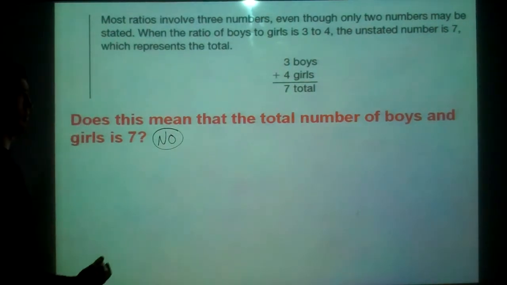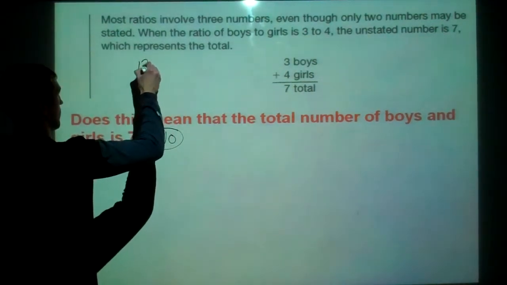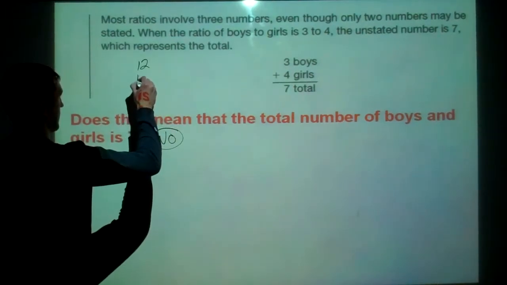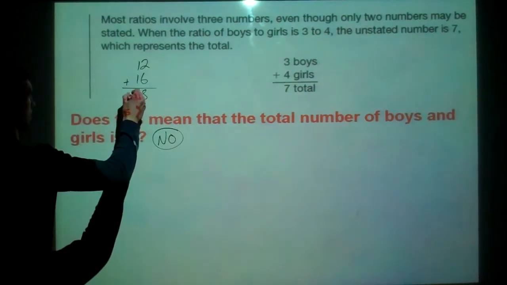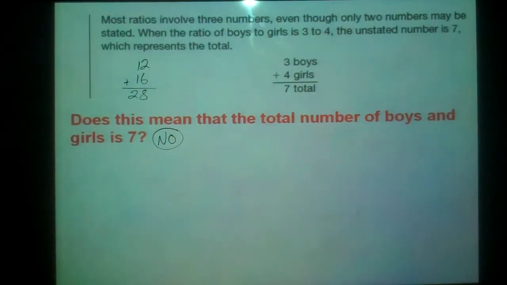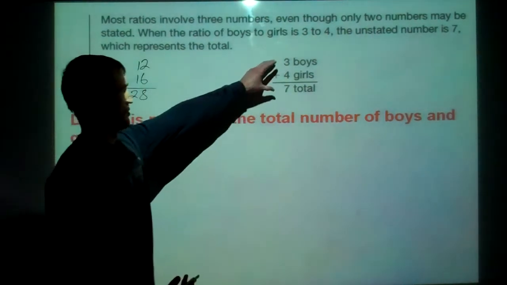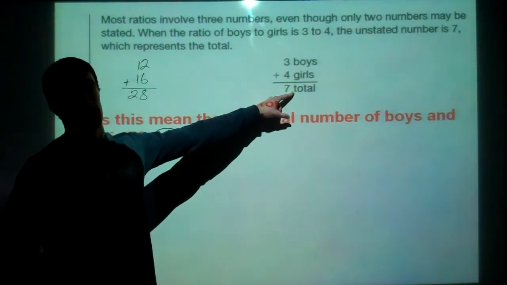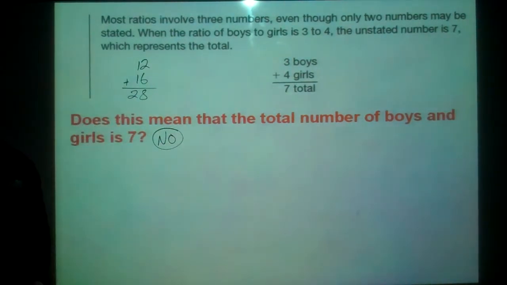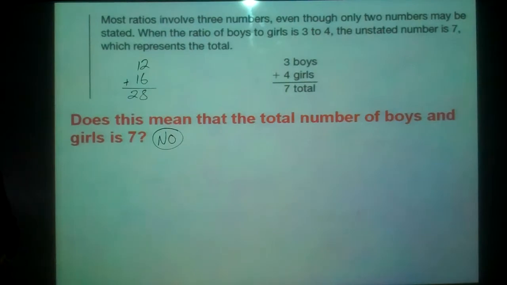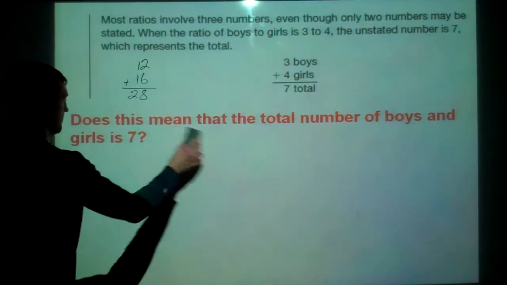Because remember, the total amount of boys was 12, and the total amount of girls was 16. So if we add those together, there are actually 28 total students in the classroom, but we ended up reducing. So this is our ratio total, but it's not our actual total. Our actual total was 28 students. So just remember that does not mean you have 7 students in the classroom, but it is your ratio total, which will help us out later on in solving those problems that I was talking about.